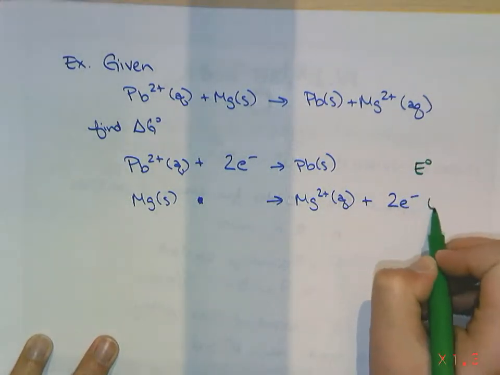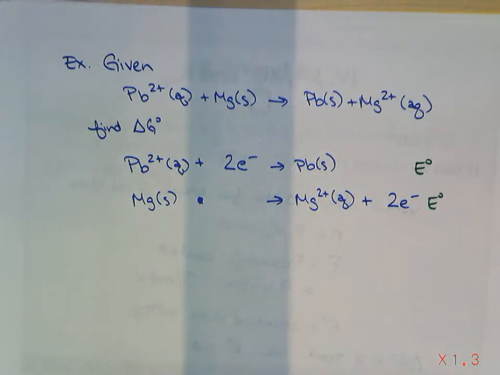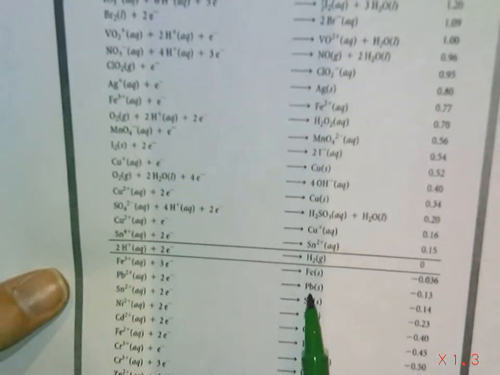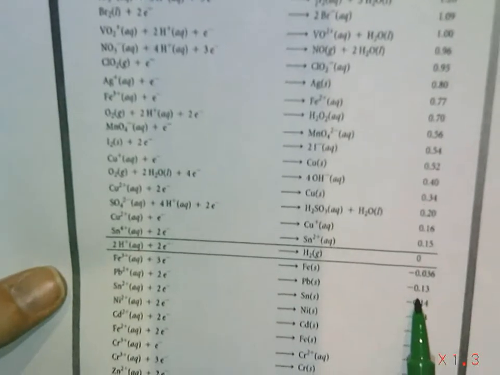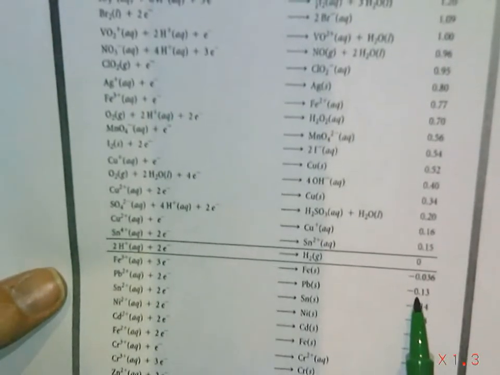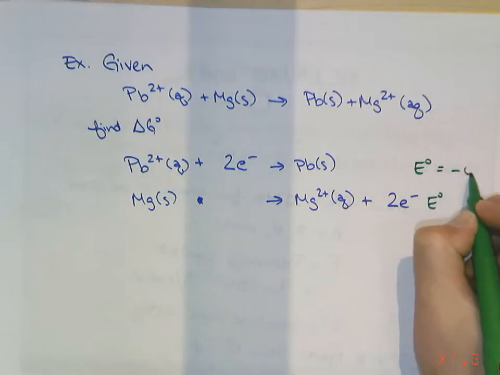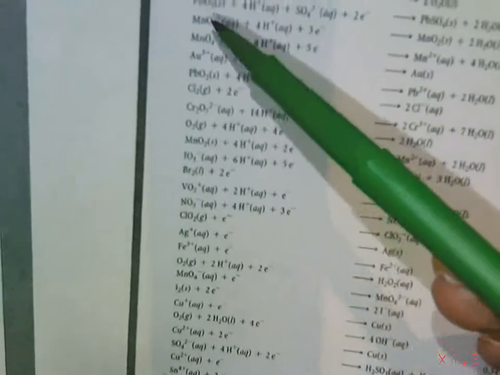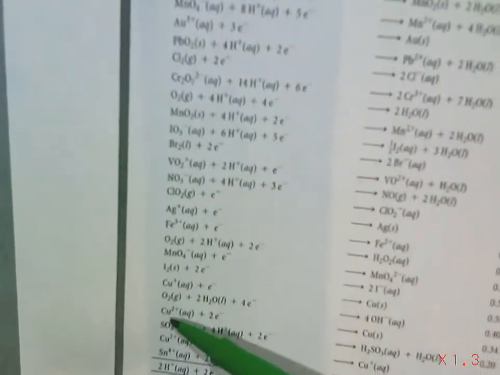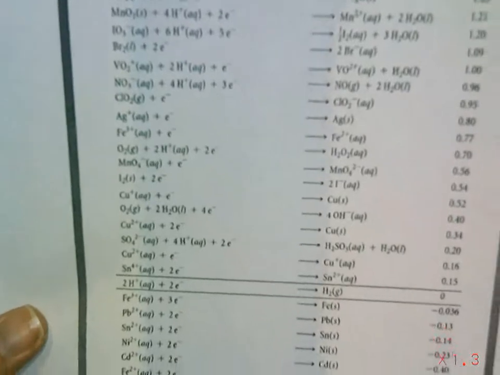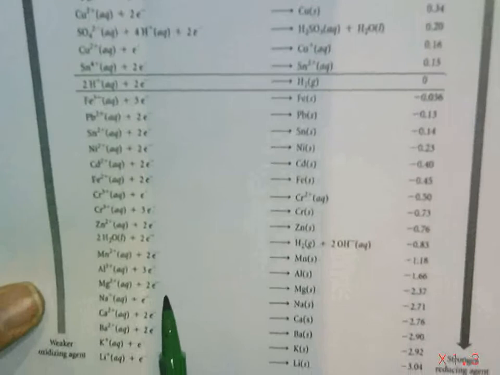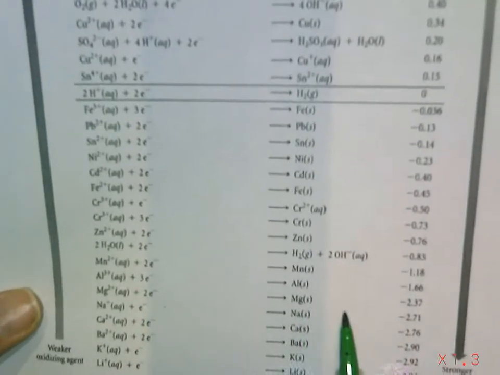And we would find lead on the table. Let's see if I can find it real quick. There it is. So here I have lead plus 2 and 2 electrons making lead solid. That has a potential of negative 0.13. Then I need to find magnesium. There it is. All right, I got magnesium 2 plus and 2 electrons make a magnesium solid, and its value is negative 2.37.